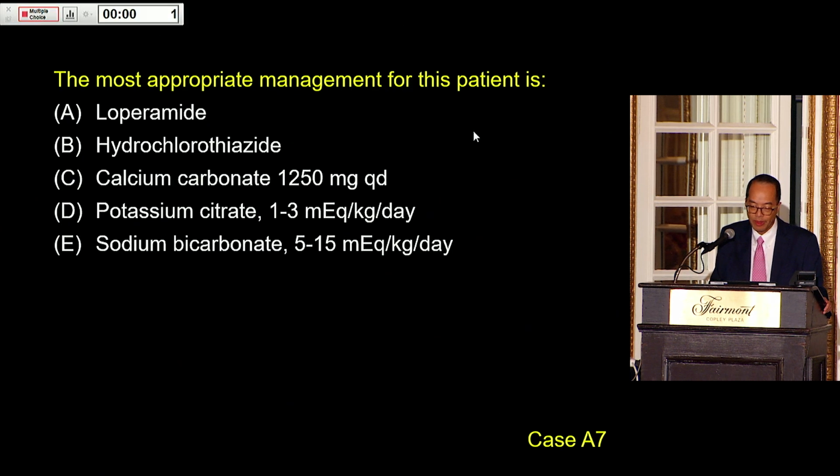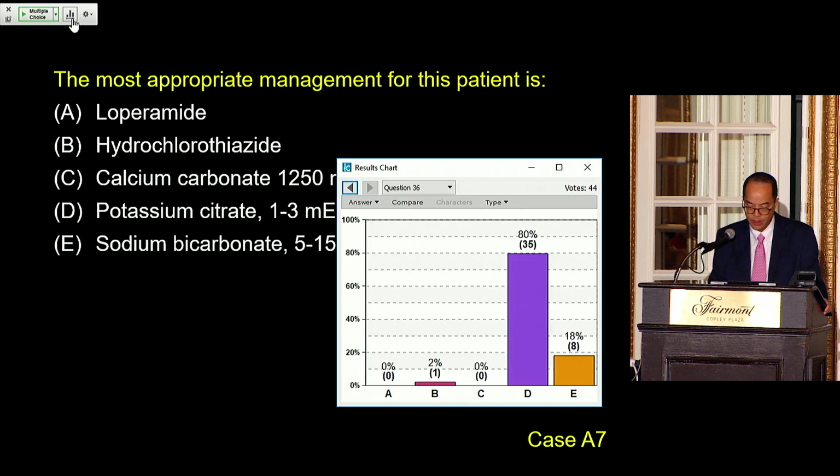What's the most appropriate management for this patient? Is it loperamide, hydrochlorothiazide, calcium carbonate, K-citrate, 1 to 3 milliequivalents per kilo per day, or sodium bicarb, 5 to 15 milliequivalents per kilo per day? Okay. Good. 80% of you chose D.